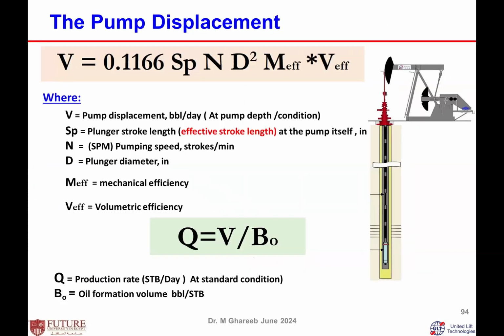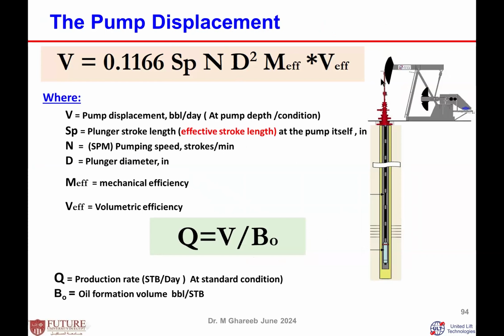Generally speaking, as I said, the pump displacement is a function of what? Speed plus plunger diameter plus the stroke length. But what stroke length? This pump is running, for example, at the surface at 100 inches stroke length. But whatever reaches the pump is not 100 inches. Then I have what you call effective stroke length.